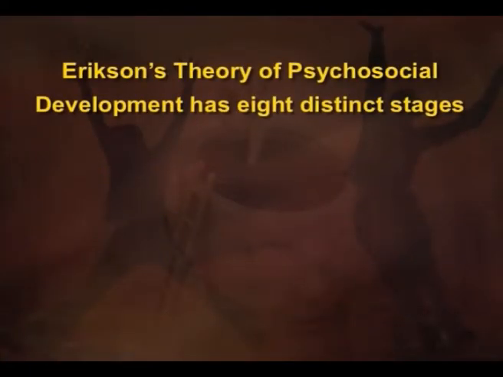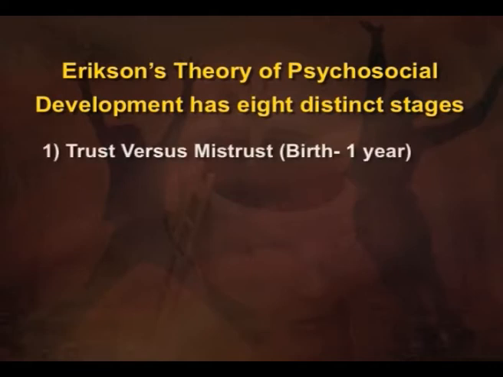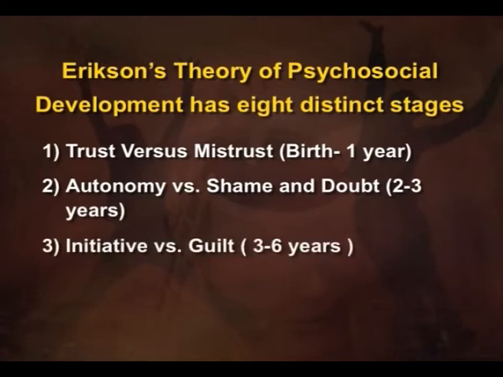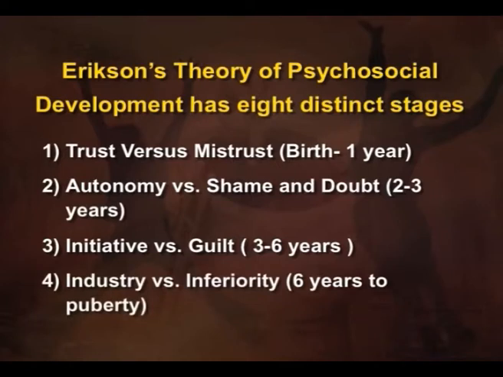Erikson's theory of psychosocial development has 8 distinct stages. Trust versus mistrust spans from birth to 1 year. Autonomy versus shame and doubt from 2 to 3 years. Initiative versus guilt 3 to 6 years. Industry versus inferiority 6 years to puberty.